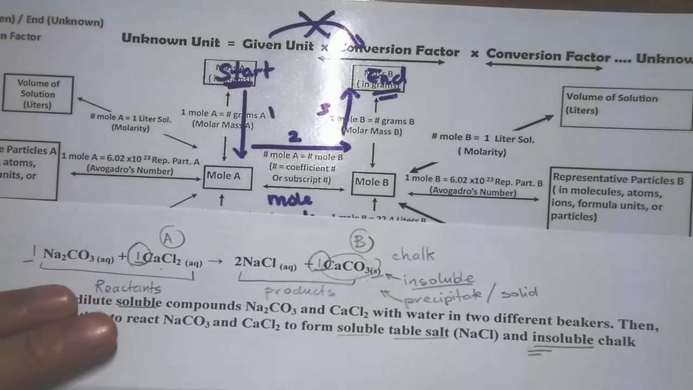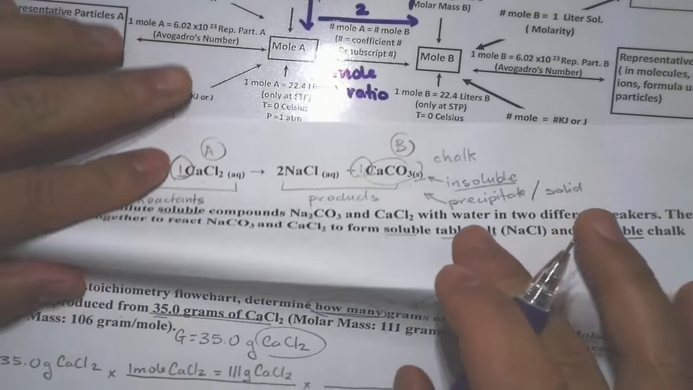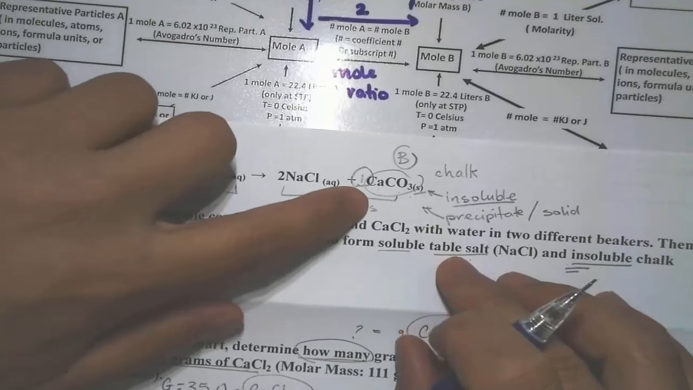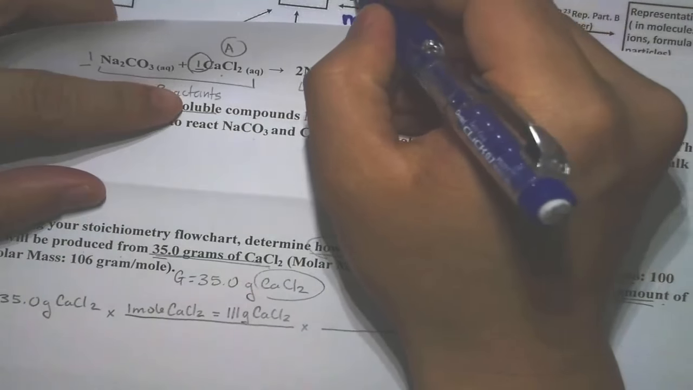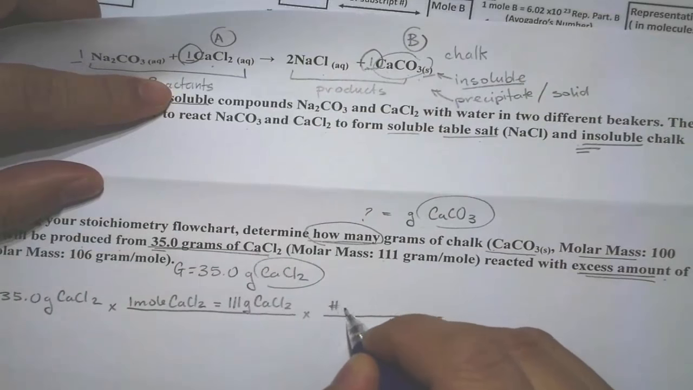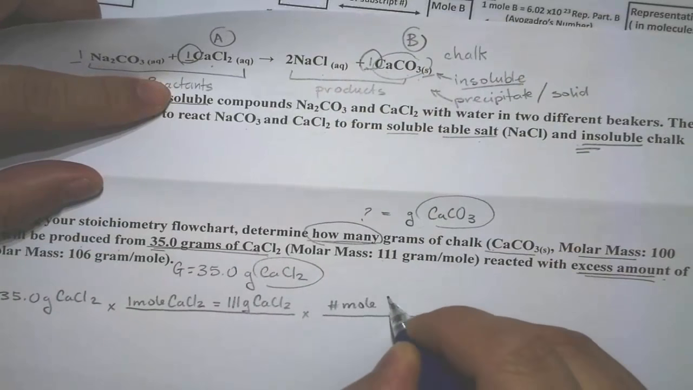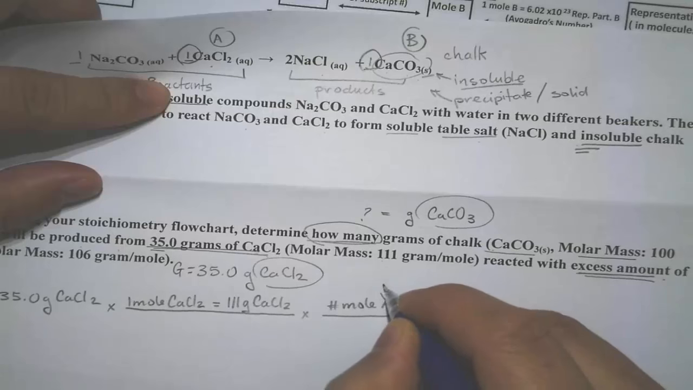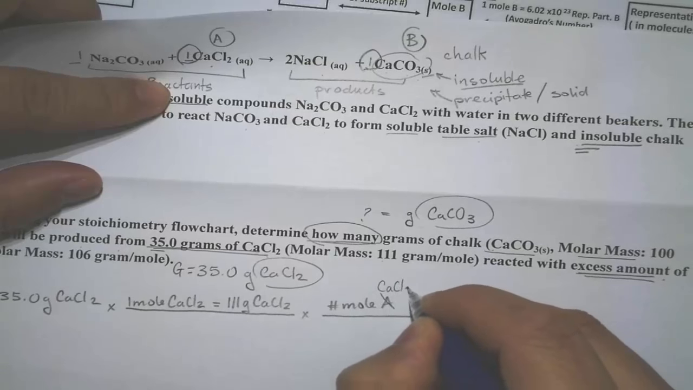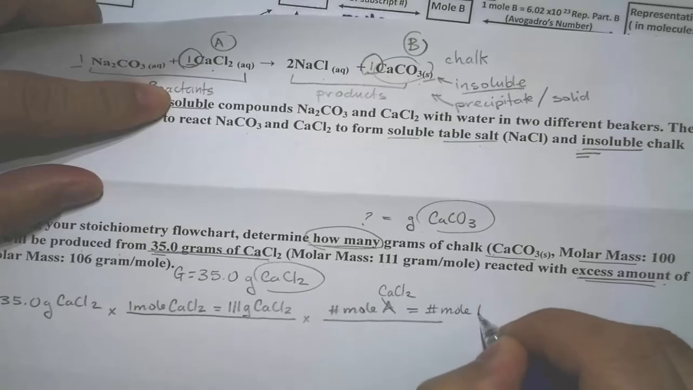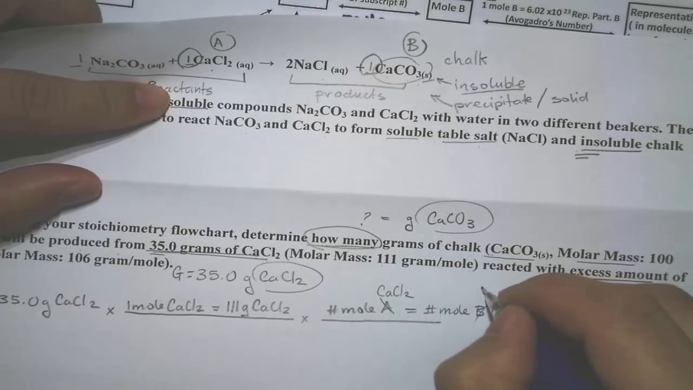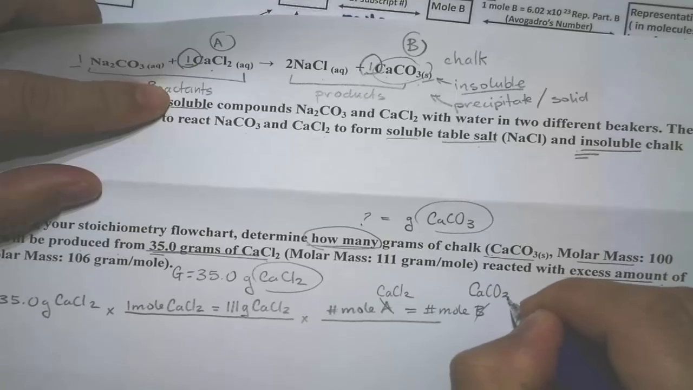So what does that mean? That tells us all we have to do is this. Remember the coefficient is 1, right? So we have the number of moles of A. Let's write that down. The number of moles of A, we know exactly what A is, in this case calcium chloride, equal to the number of moles of B. And do we know what B is? Of course, it's what we're looking for, calcium carbonate.